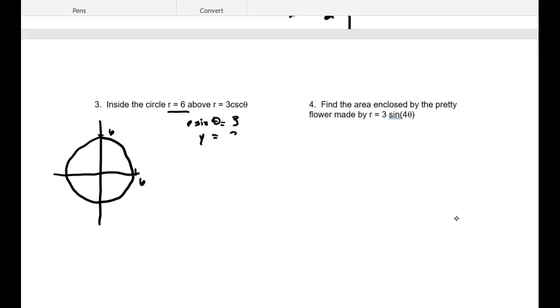This is y equals 3. It's one of our conversions from the other day. So this is our r equals 3 cosecant of theta. We're looking for that region in there. Okay. We want to be inside of the circle. I guess I've already shaded it. Inside the circle, but above the line. So that's why I shaded where I shaded.